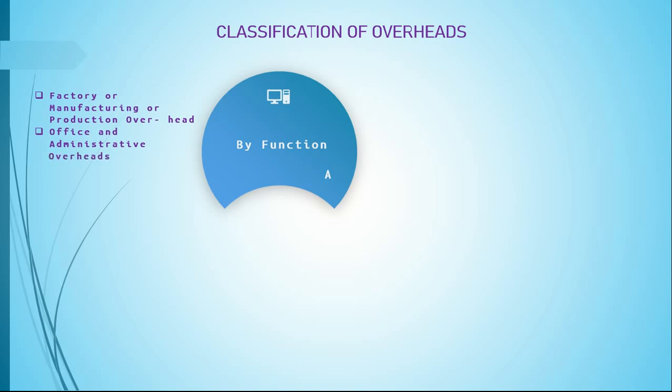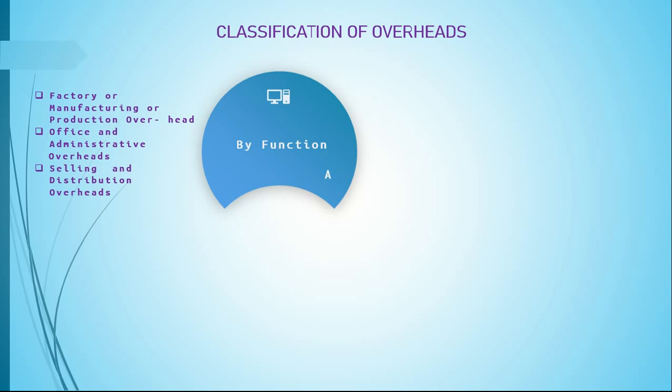B. Office and administrative overheads. Office and administrative overheads are expenditures incurred on all activities relating to general management and administration of an organization. 1. Salary paid to office staffs, 2. Repairs and maintenance of office building, 3. Depreciation of office building, 4. Postage and stationery.